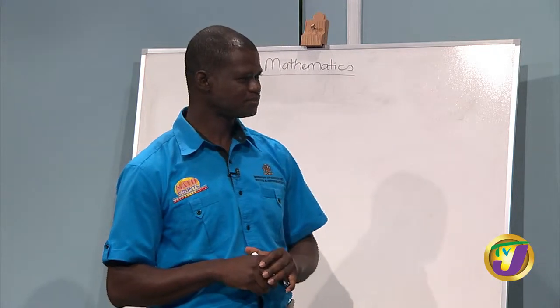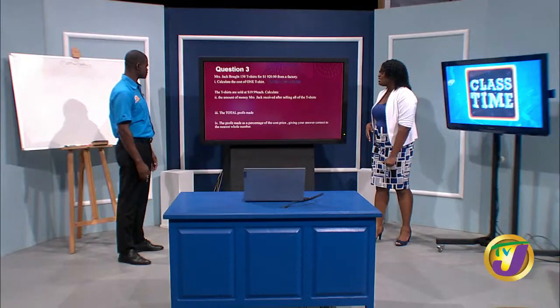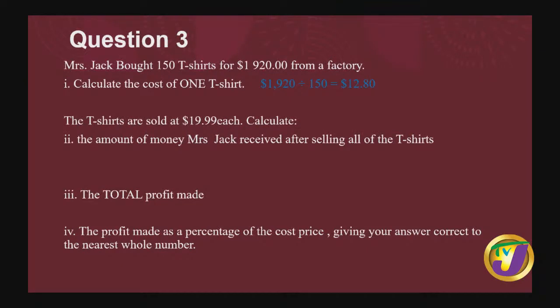All right, so the amount of money that Mrs. Jack received for selling all of her t-shirts. So she sold all 150. So we're going to just multiply 150 by our unit selling price, which is $19.99. All right, so Mrs. Jack made, okay, the overall selling price for the 150 t-shirts is $2,998.50. Not bad.